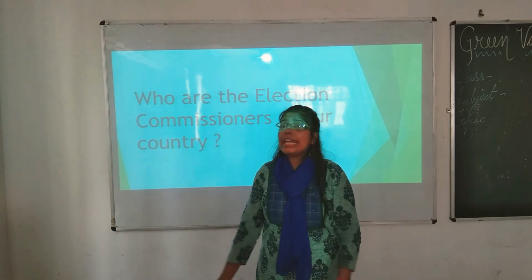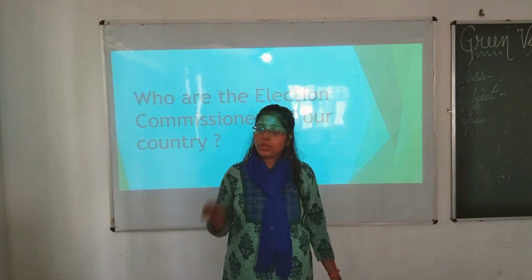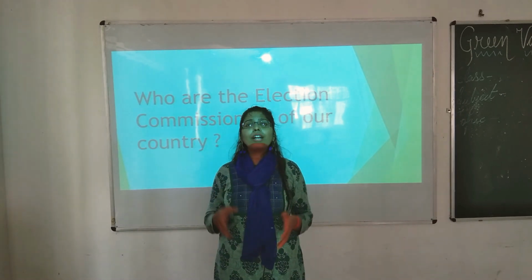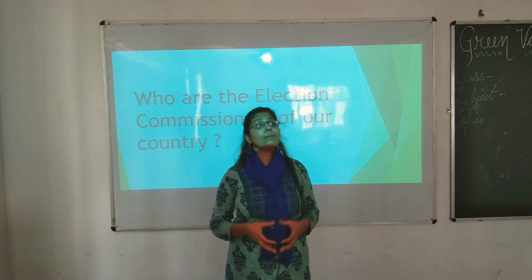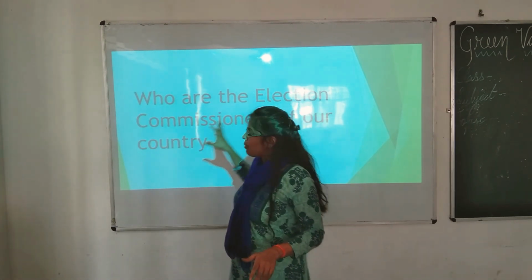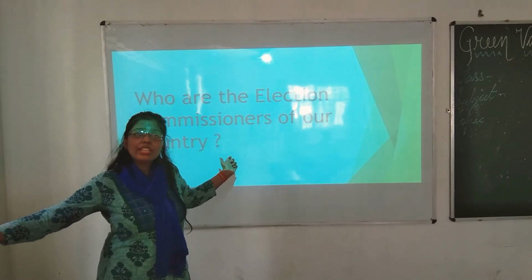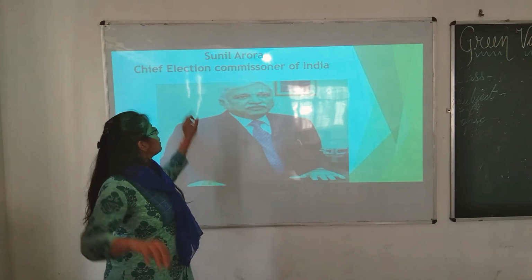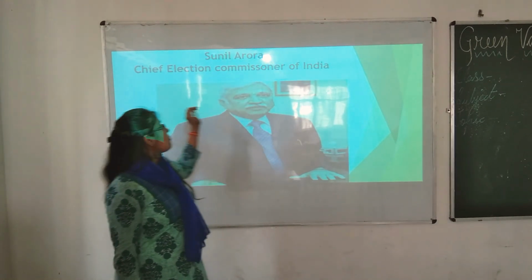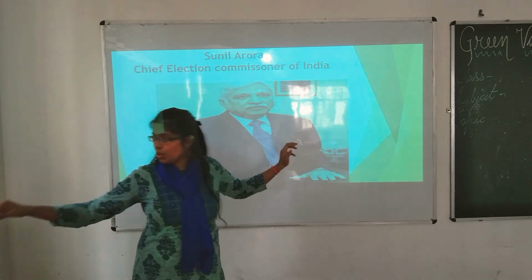Do you know? Election commissioners are appointed by the President of India, and right now who is the President of India? Shri Ramnath Kovind. Shri Ramnath Kovind is the President of India, and he has the right to appoint the election commissioners of the country. So who are the election commissioners of the country? Let us see. He is Mr. Sunil Arora.